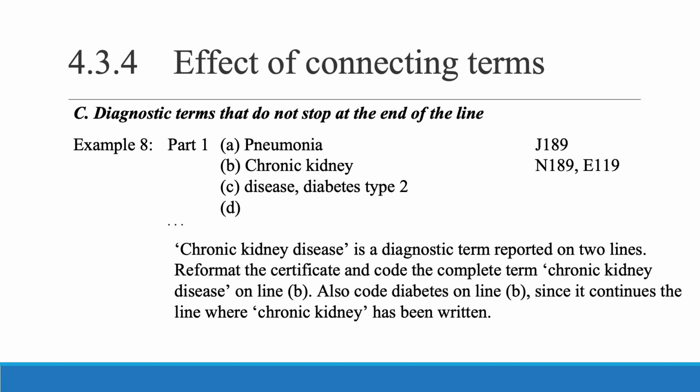As the instruction on the slide says, both chronic kidney disease and diabetes end up being coded on line B. Let's read the explanation. Chronic kidney disease is a diagnostic term reported on 2 lines. Reformat the certificate and code the complete term, chronic kidney disease, on line B. Also code diabetes on line B since it continues the line where chronic kidney has been written.